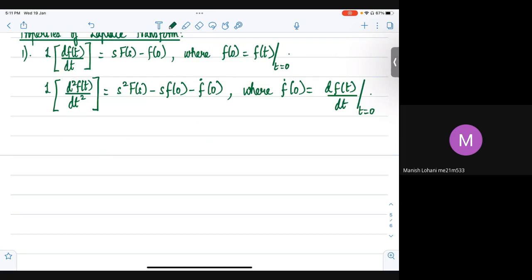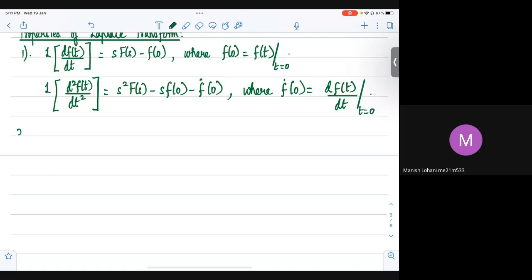We will by and large use the Laplace transform of the first derivative and the second derivative, so that's why I've written down only these equations. Of course, one could go on: third, fourth, fifth, and so on. In general, we could write the Laplace transform of the nth derivative.